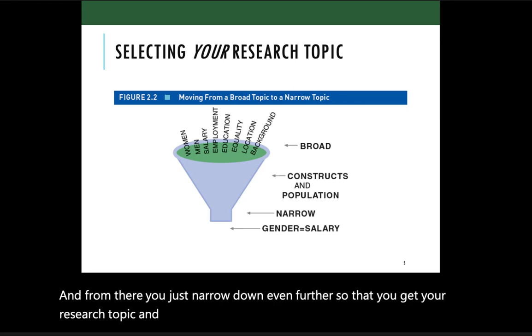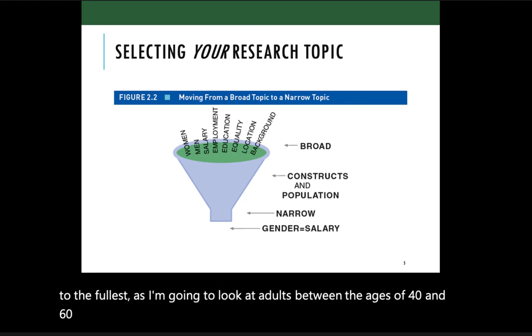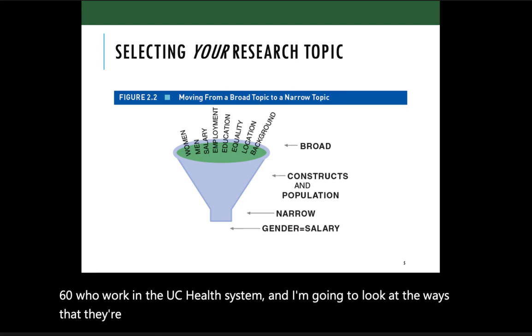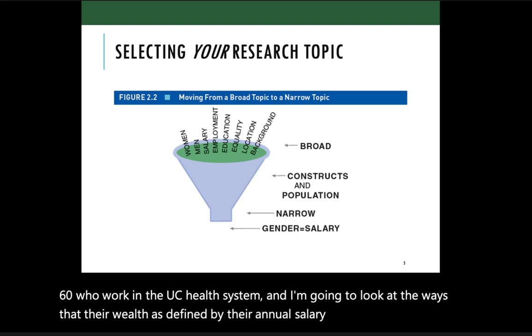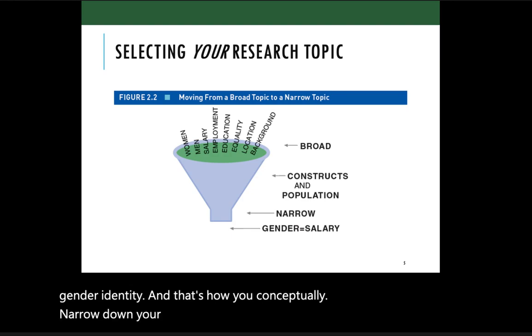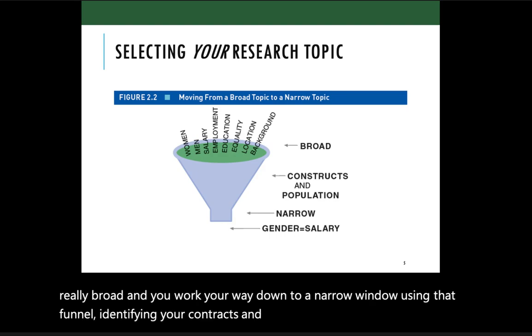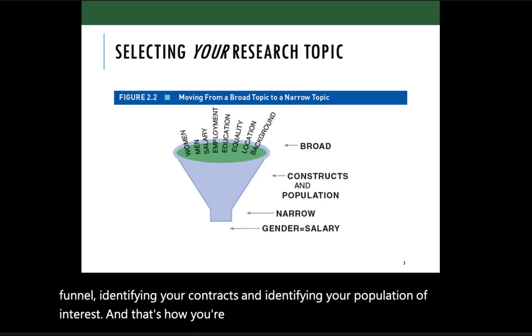And in this example, maybe the researcher narrows down to the fullest as I'm going to look at adults between the ages of 40 and 60 who work in the UC health system, and I'm going to look at the ways that their wealth, as defined by their annual salary, varies across someone's gender identity. And that's how you conceptually narrow down your research topic and select a research topic. You start really broad and you work your way down to a narrow window using that funnel, identifying your constructs and identifying your population of interest. And that's how you'll help to narrow down your research topic.